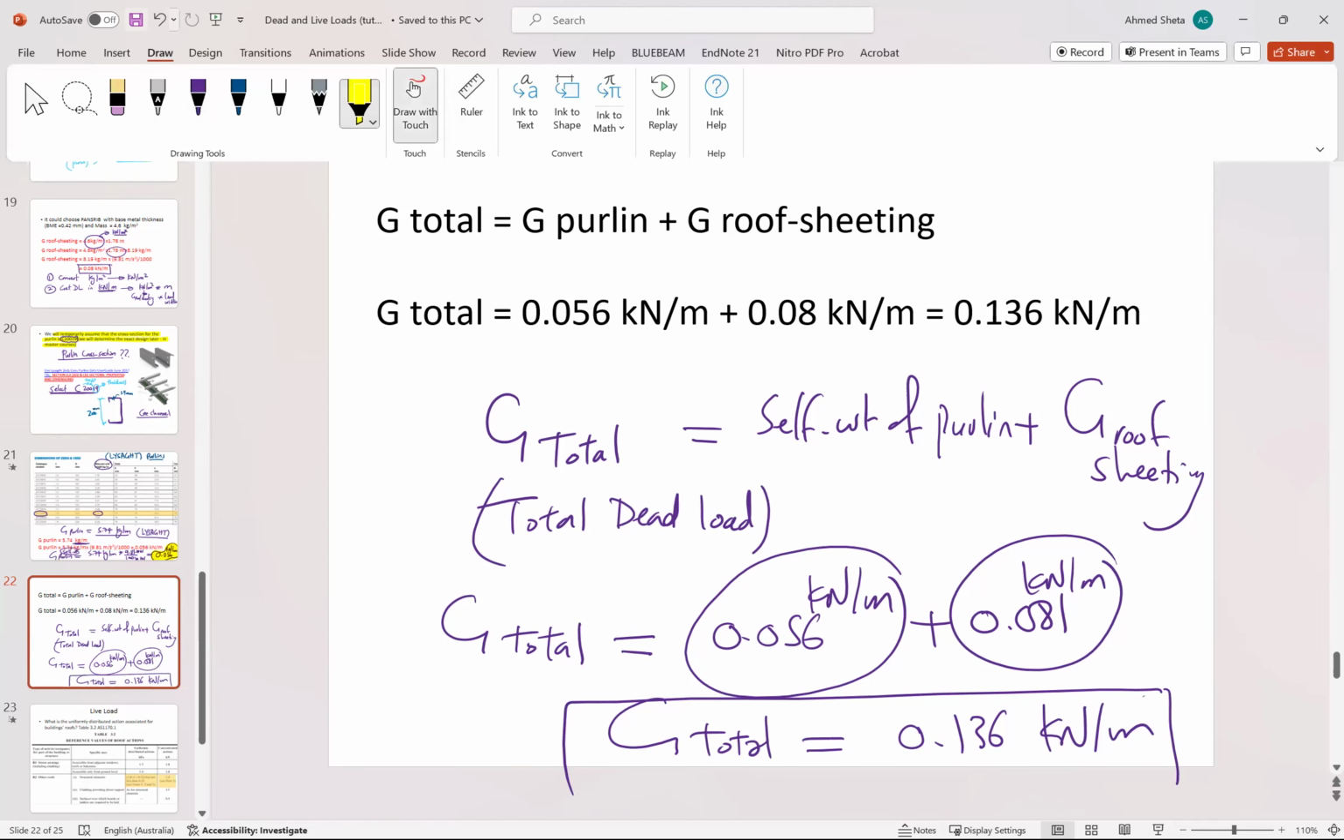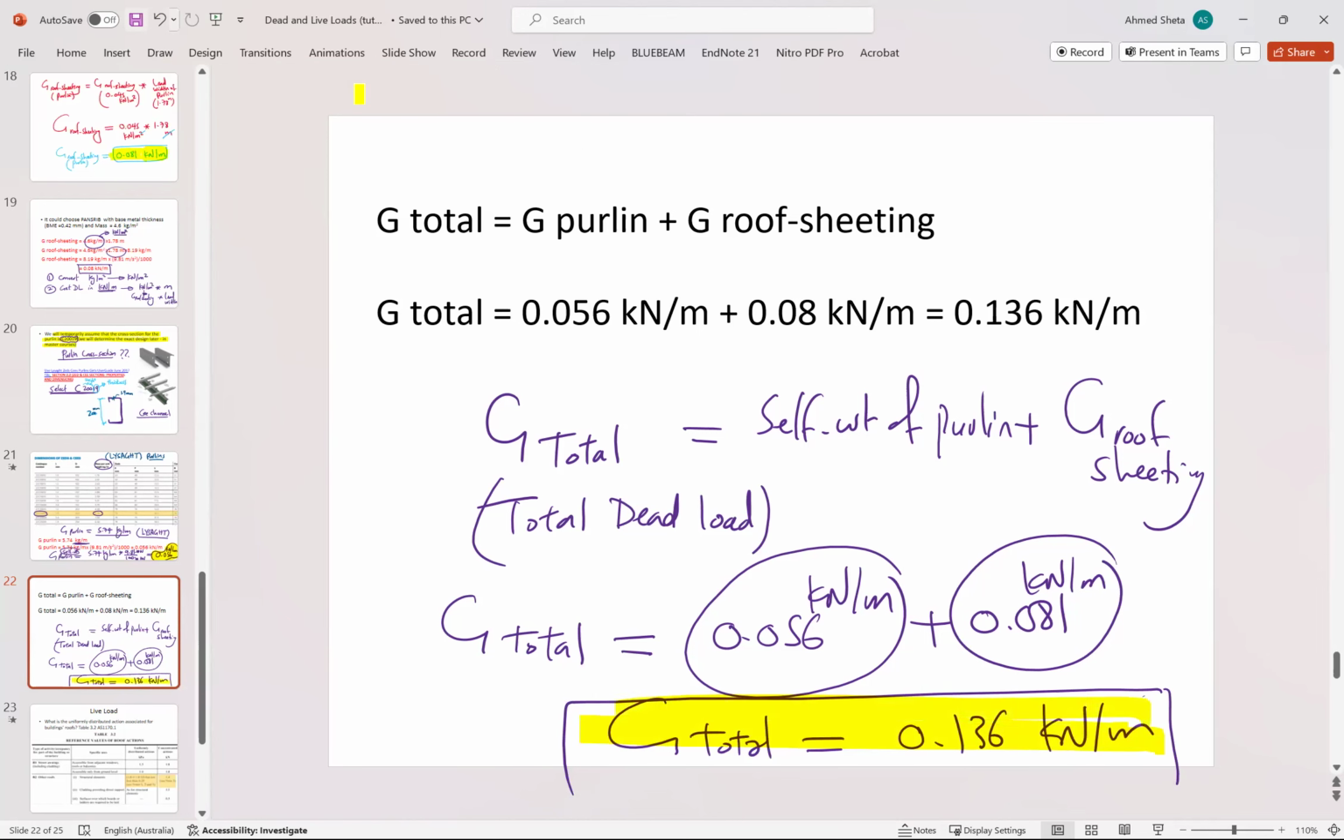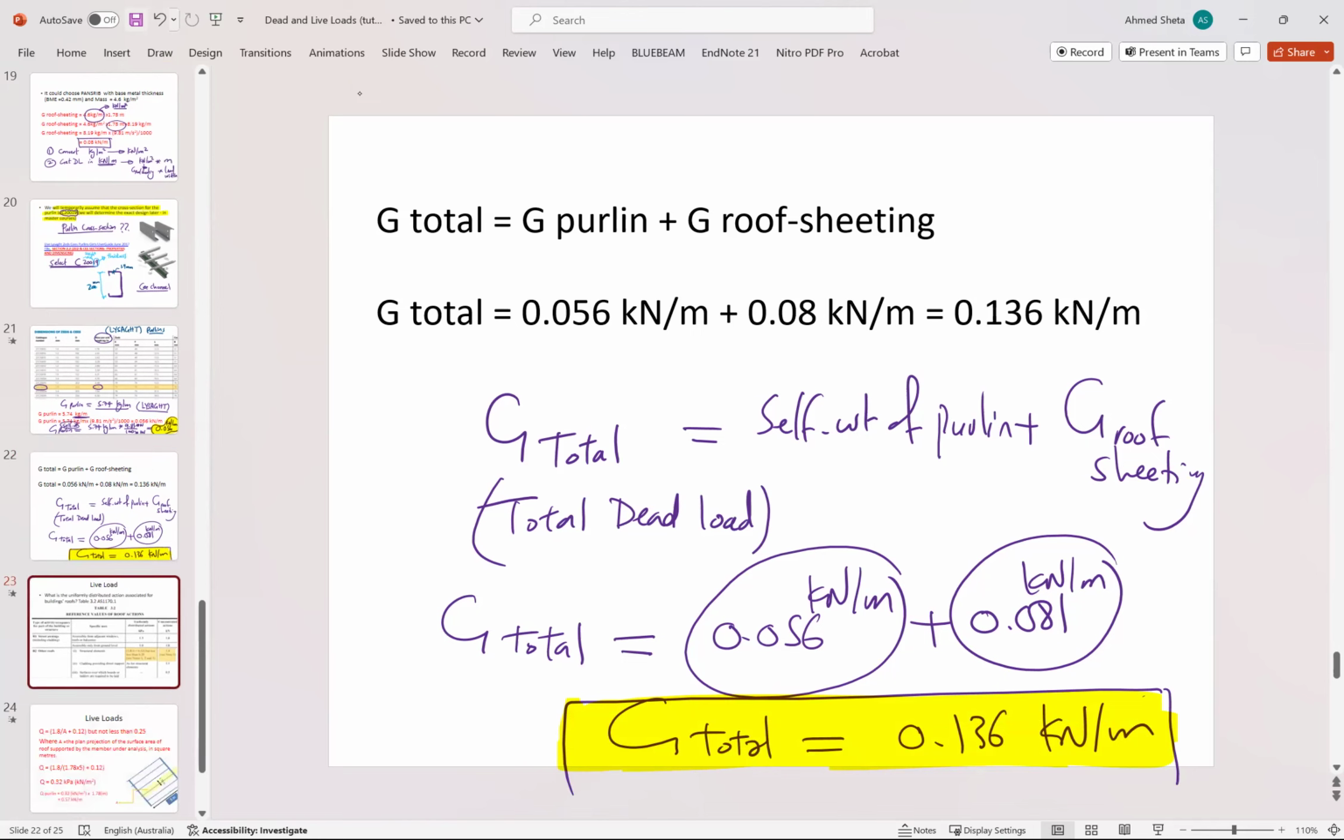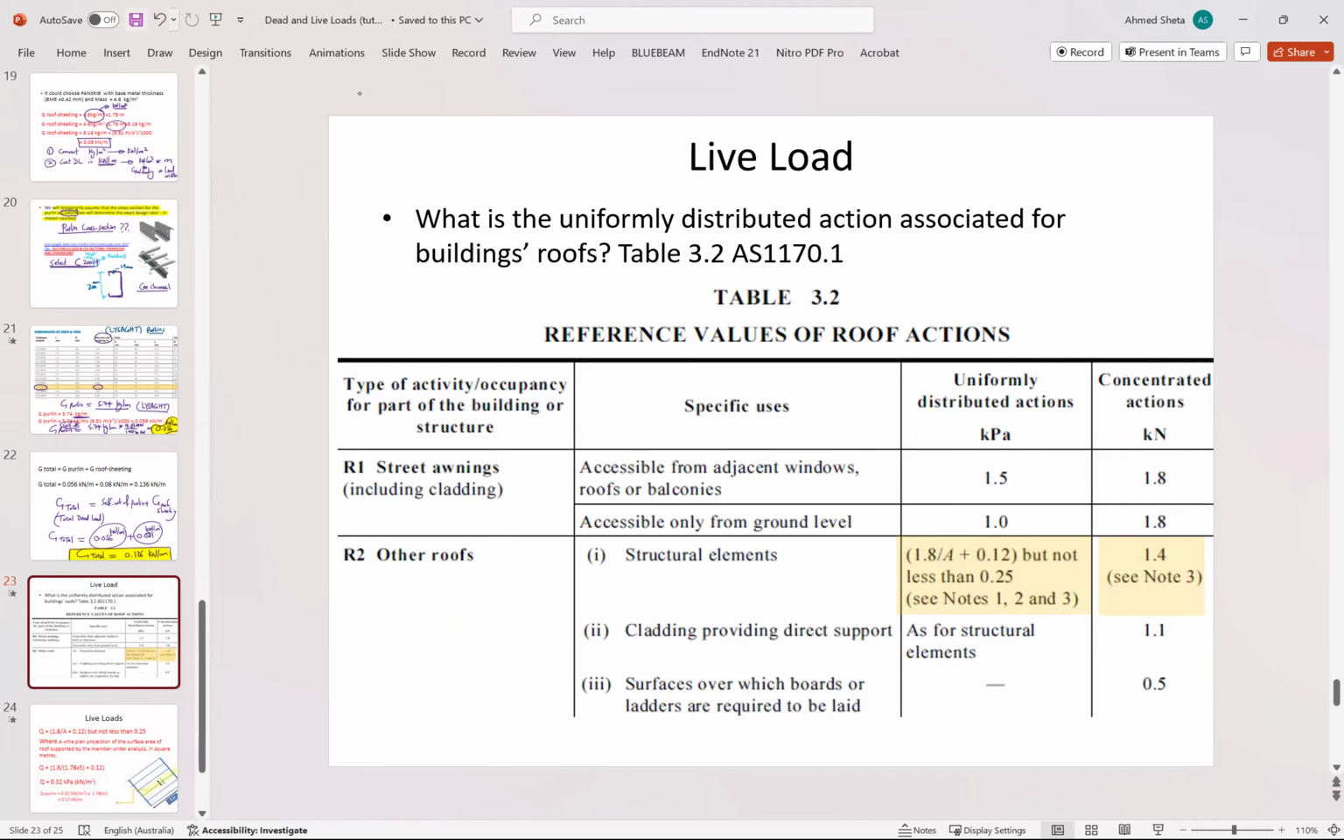How much is the total dead load on the Purlin? So this is G total. Do you have any question with the dead load on the Purlin? So all the time, the dead load calculation is more complicated and will take more effort and more time because we have a lot of components. But for the live load, because it is directly from the standard, it will not take that much time.